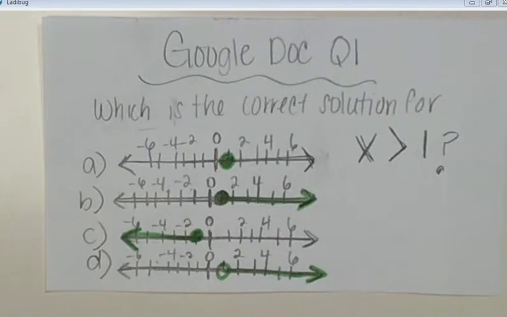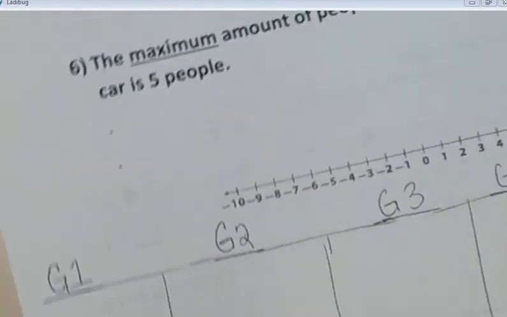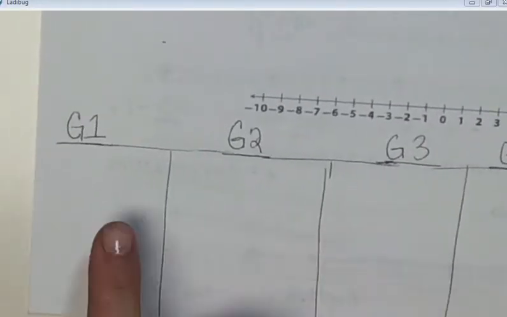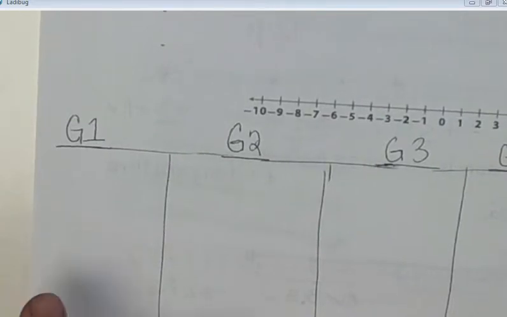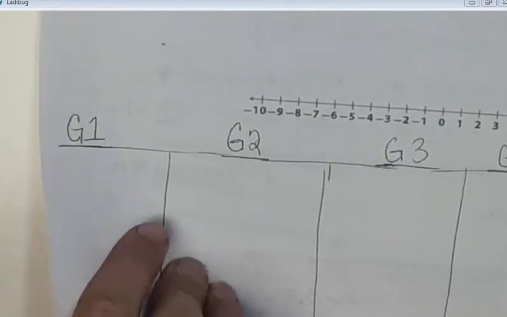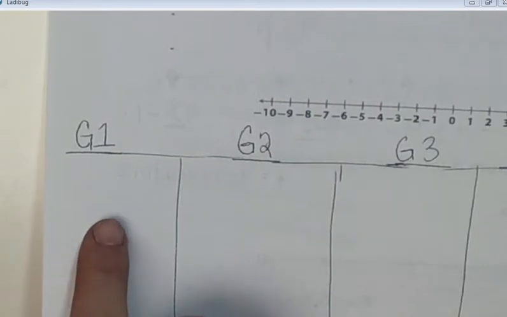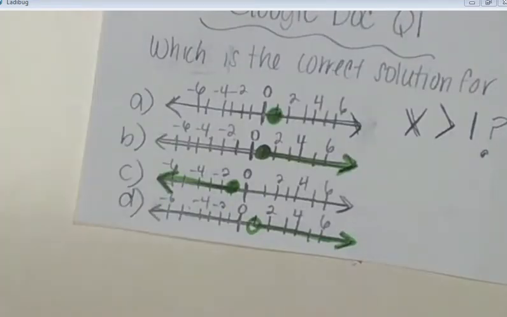All right. Google Doc question number 1. Which is the correct solution for, and I'm not going to read it because that'll give it away. You need to be able to read this sign. Pick the correct solution and write it down. This time, due to space, you can just pick your answer and put it right here so that when you get to the actual Google Doc online, you can just have your answer ready to go. So here is the question.